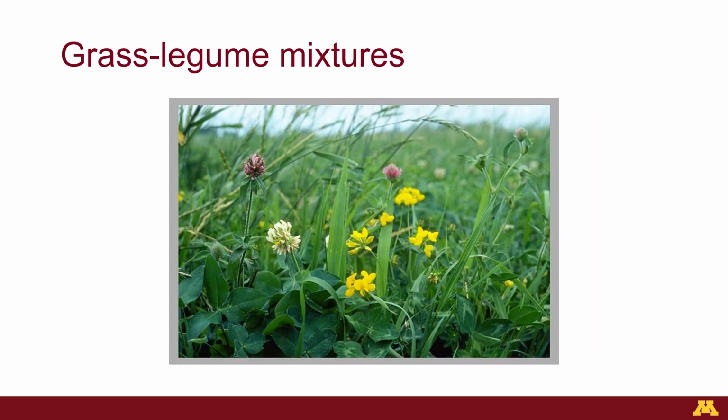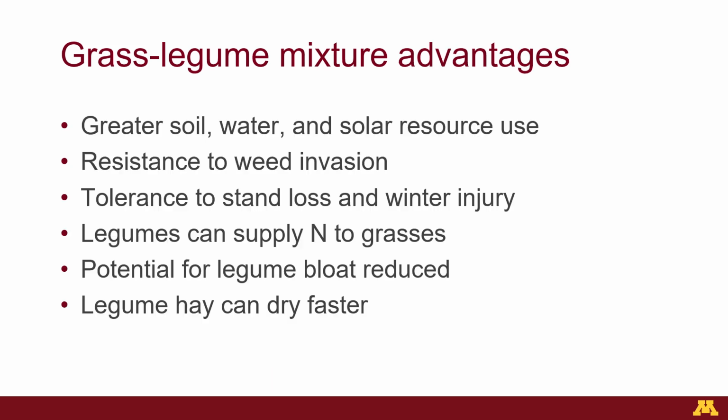For many hay and grazing situations, grasses are grown together in mixture with legumes. Here is a complex mixture containing red clover, white clover, bird's foot trefoil, and several perennial grasses. The image shows forage grasses growing together with forage legumes that have white, yellow, and pink flowers.